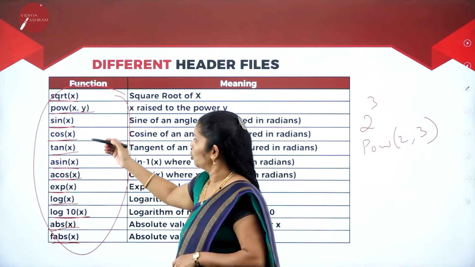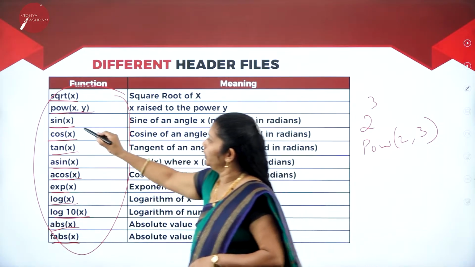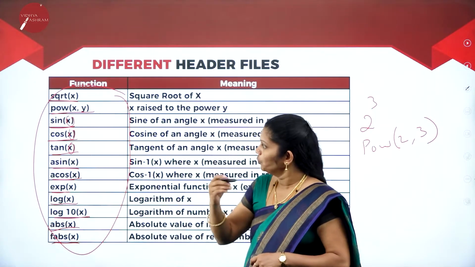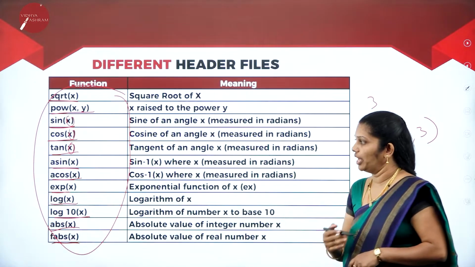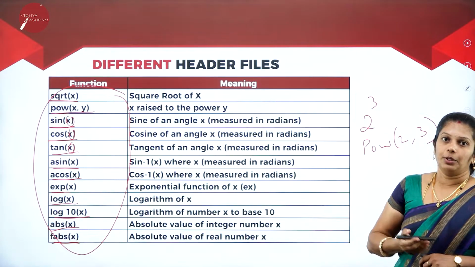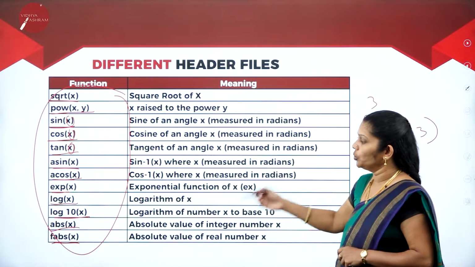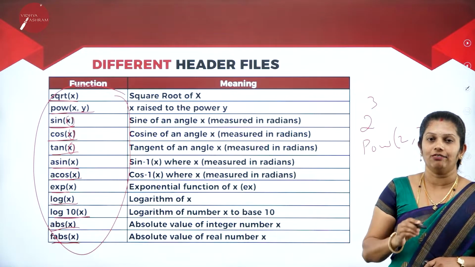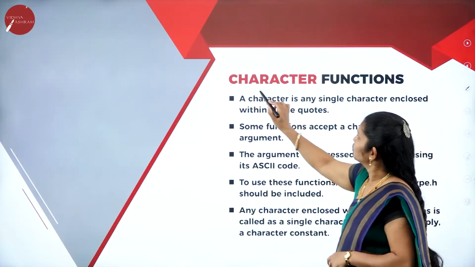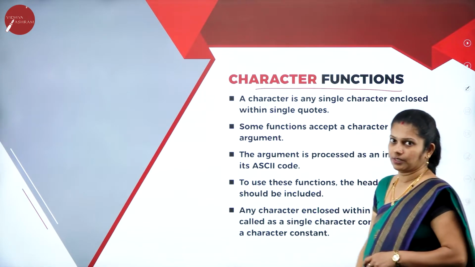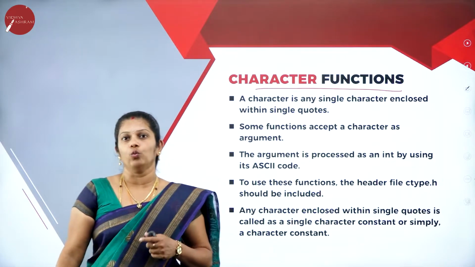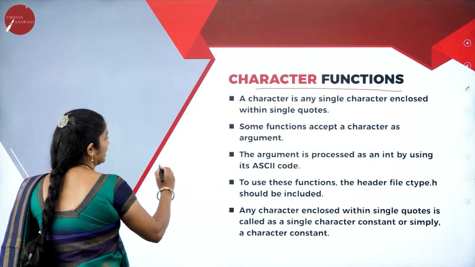Then the sine value, cos value: whatever value we write inside this x, it will find the sine value, cos value, tan value, asin value, everything we can get here. If I want to use these functions, then we compulsorily need the header file math.h. Next, we'll move on to character functions. When you come to character functions, for that we compulsorily need the header file ctype.h.